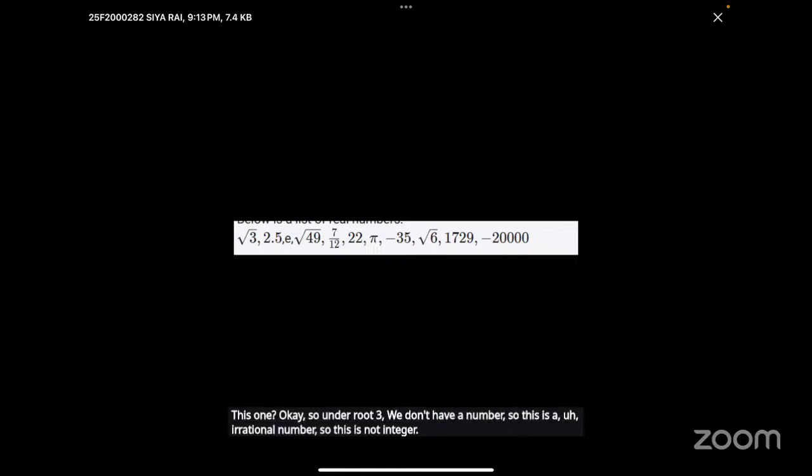This one. Yes, ma'am. Okay. So under root 3, we don't have a number. So this is an irrational number. So this is not an integer. 2.5 is a rational number. E is an irrational number.